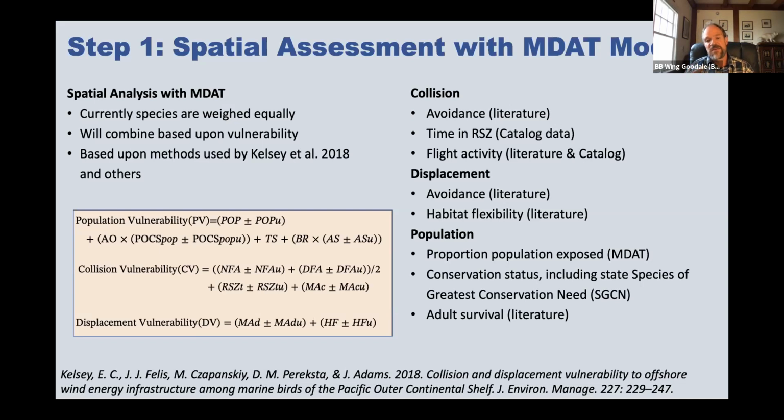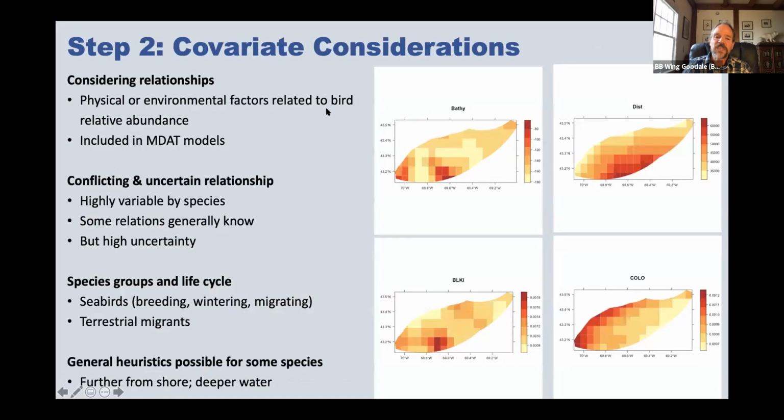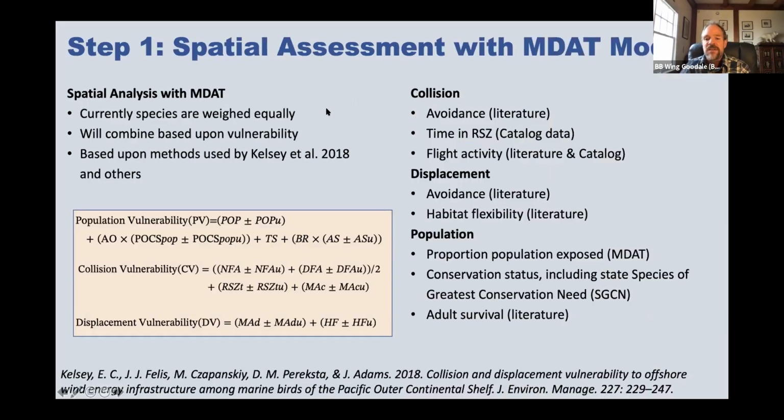That's where the MDAT models have really great utility, because we're able to compare the area of interest to the East Coast of the United States and ask, is this area really important for a particular species in a particular season, when you think about it from a population perspective. We're also going to consider conservation status. So we want to think about species of greatest conservation need in Maine, and also consider general listing status, as well as global population trends.